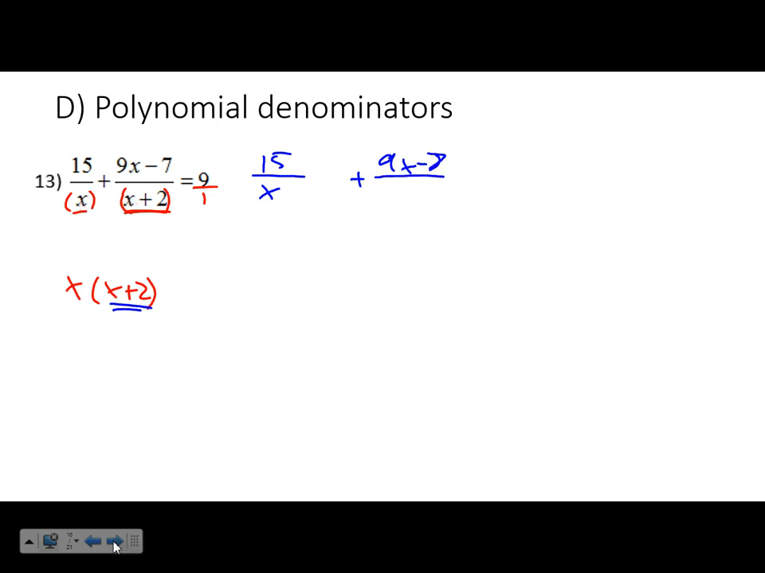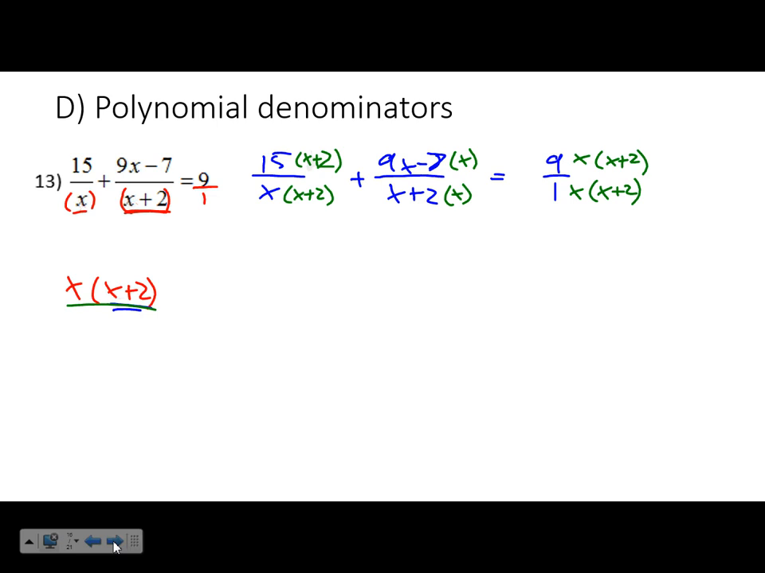It's 7 over x plus 2 is equal to 9 over 1. So this is that common denominator we're going to get, so I need to multiply this one, top and bottom, by x plus 2. This one I need an x, so multiply top and bottom by x. And this one I need to multiply all of it times x plus 2, top and bottom. That was close.